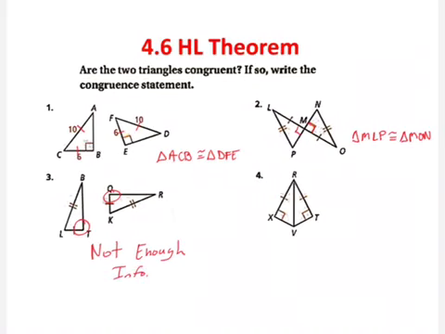And then in question 4, we've got congruent legs, right angles, and then we can determine that the hypotenuse here is congruent to itself by the reflexive property. So these two triangles are congruent. So triangle RVX is congruent to triangle RVT.